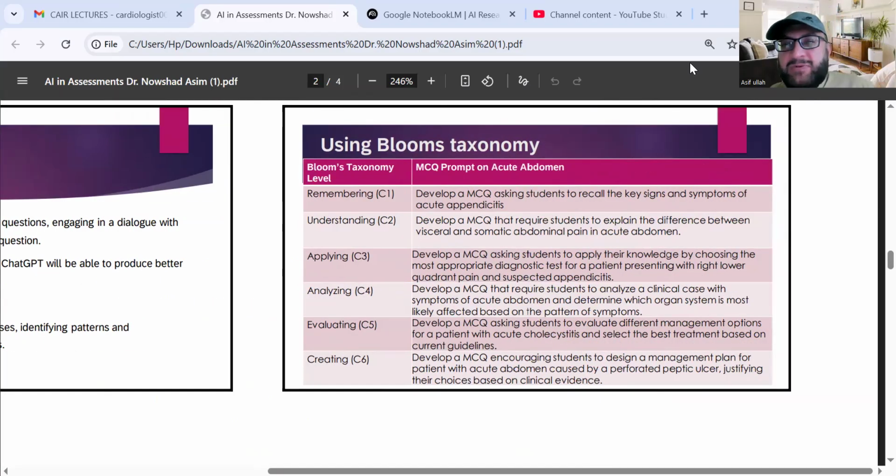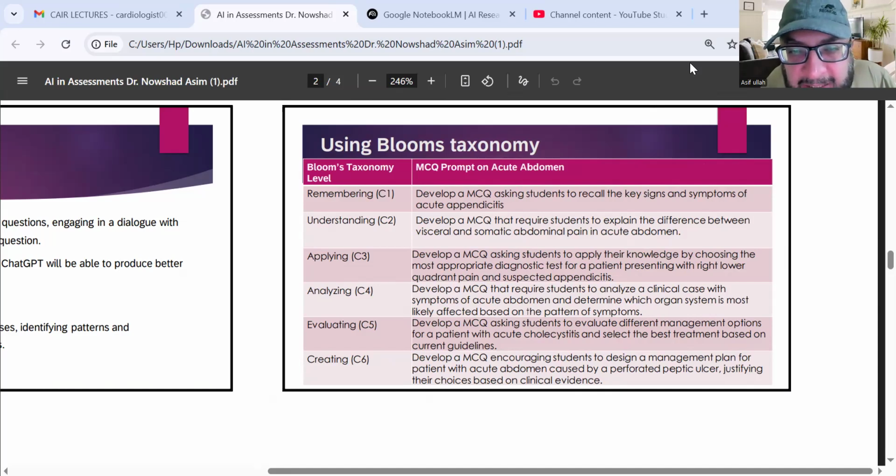But we will have to use the same Bloom taxonomy: C1 remembering, C2 understanding, C3 applying, C4 analyzing, C5 evaluating, and C6 creating. And an MCQ prompt on, for example, acute abdomen.